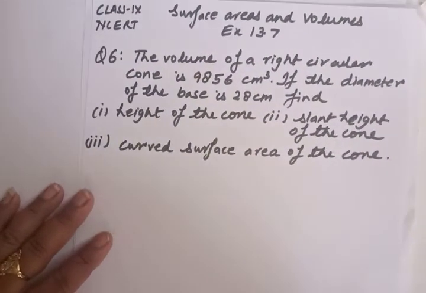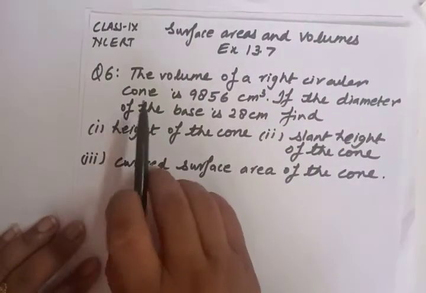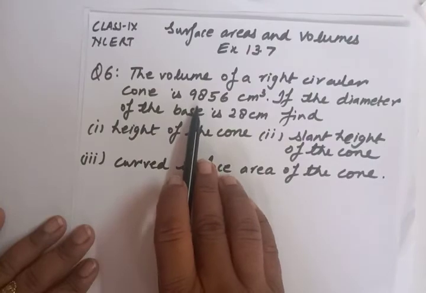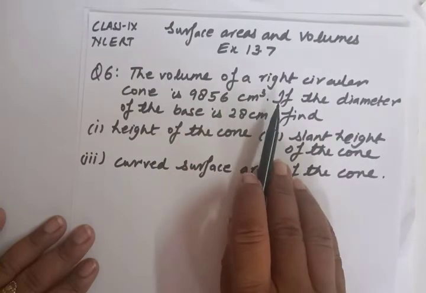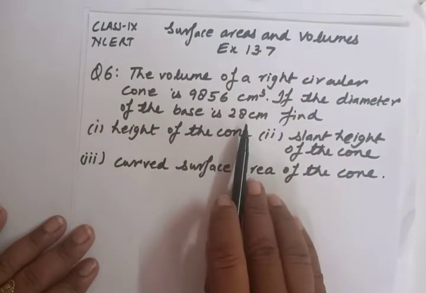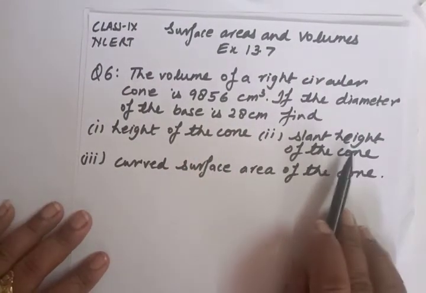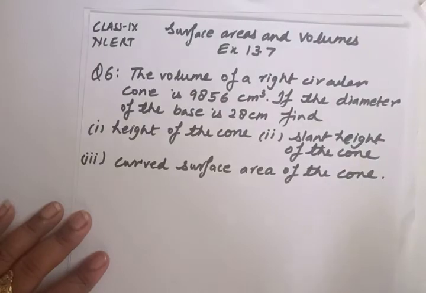That is question number 6, where the volume of the right circular cone is given, that is 9856 centimeter cube. If the diameter of the base is 28 centimeter, find the height of the cone, slant height of the cone, and curved surface area of the cone.